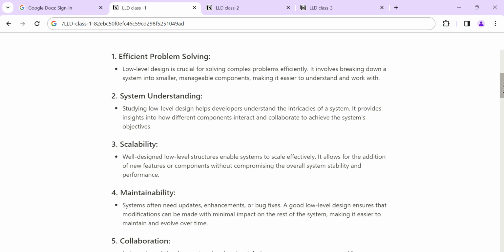Systems often need updates, enhancements, or bug fixes. A good low-level design ensures that modifications can be made with minimal impact on the rest of the system, making it easier to maintain and evolve over time.